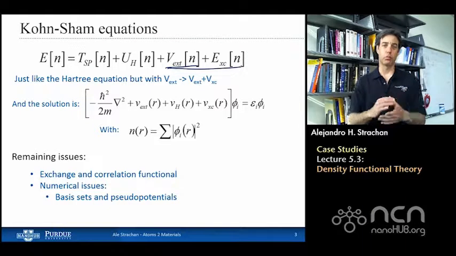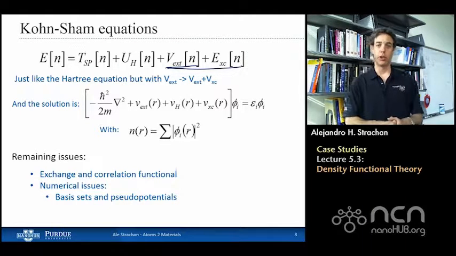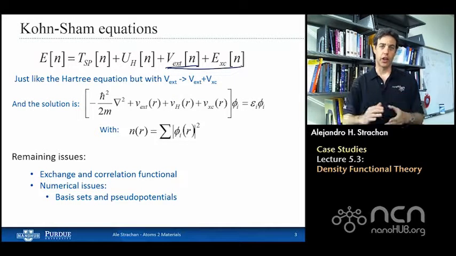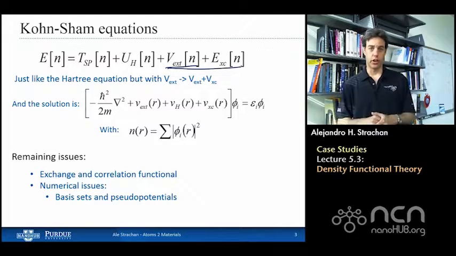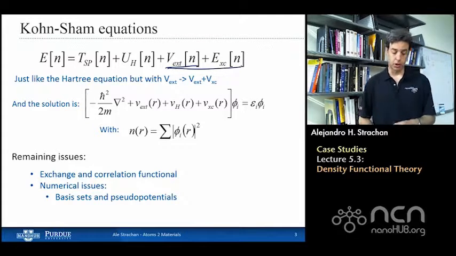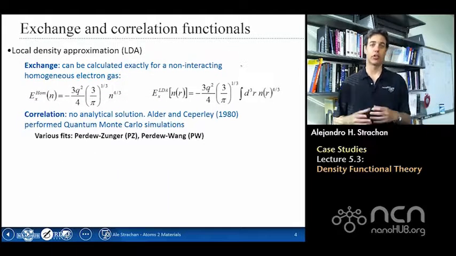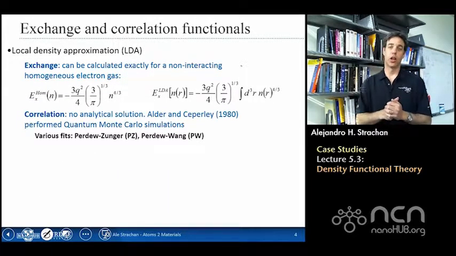You know, they don't distort, they don't participate in bonding. So we put them in the potential and make sure that the outermost electrons see these electrons in the appropriate way. Those are called pseudopotentials. Okay, so let's talk a little bit about exchange and correlation functionals.